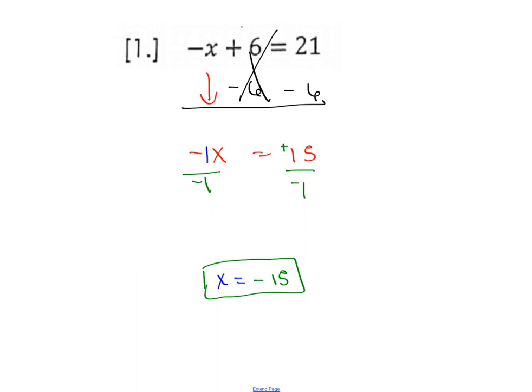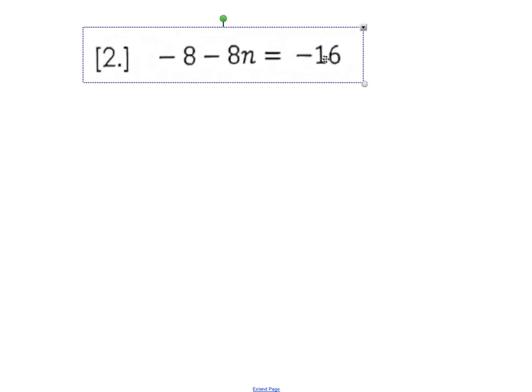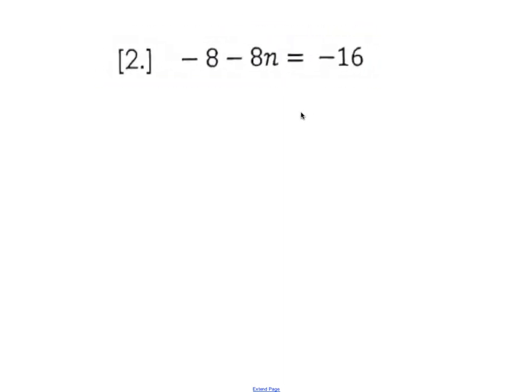All right, second one. We have negative 8 minus 8n equals negative 16. Very similar. What's my first step? Yep, I'm going to leave the term with the variable alone. I'm going to add 8. This does not have a variable. Add 8 to both sides. The negative 8 and positive 8 go away.